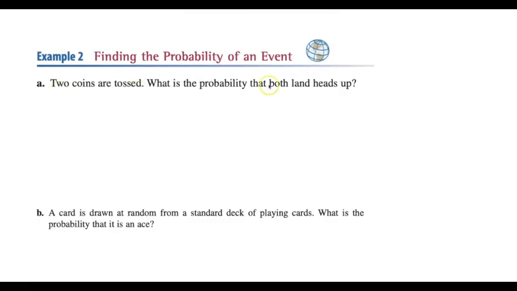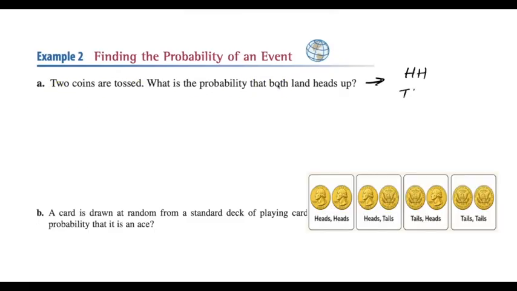Okay, find the probability of an event. 2 coins are tossed. What's the probability that both land heads? If we're not sure, we can do a sample space: we could get heads, heads, tails, heads, heads, tails, or tails, tails. There are 4 outcomes. So if I'm doing my probability there, my total is 4. Want over total is what I always say. And what do I want? I want heads to land up both times. So that only happened 1 time out of 4. That would be my probability.